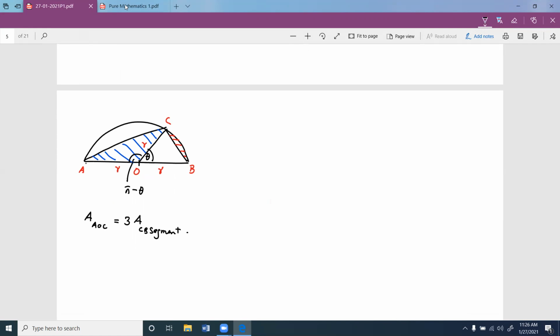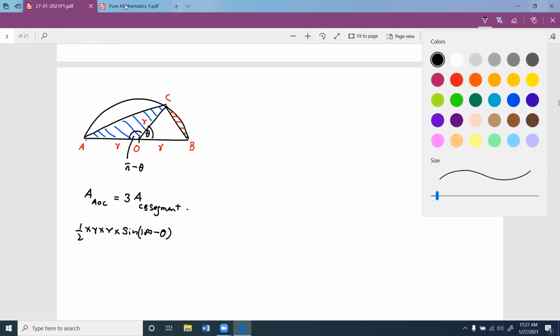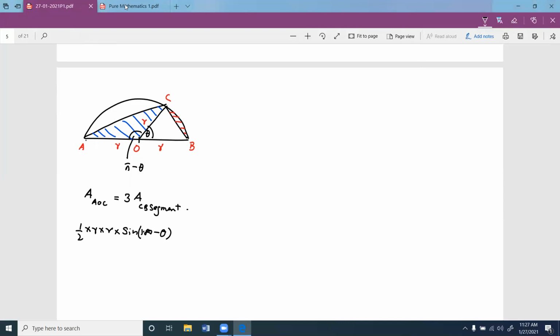Initially, I tried to find the area of the triangle AOC. Here again, we can apply half R into R into sine of pi minus theta. Since it's in radian format, 180 means pi. The area over here is equal to the area of this red colored segment, which is half r squared theta minus half r squared sine theta.